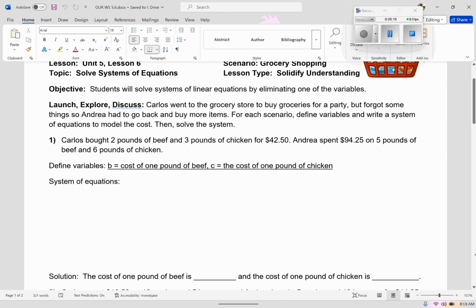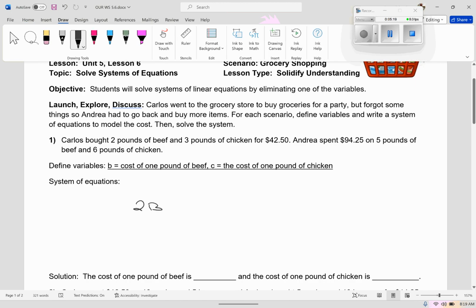Problem number 1 says Carlos bought 2 pounds of beef and 3 pounds of chicken, and he paid $42.50. Andrea spent $94.25, and she bought 5 pounds of beef and 6 pounds of chicken. So we have to start going through and think about how we want to work this.